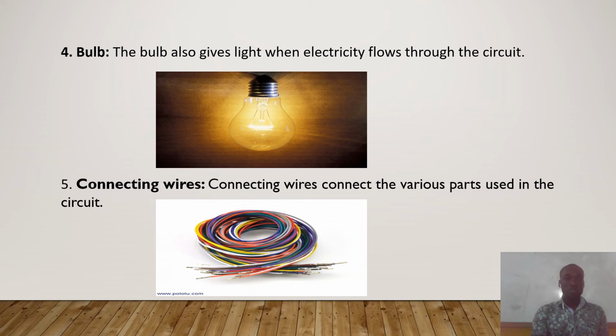Good. So today we've been able to identify the components that can be found in an electric circuit. We talked about the battery, the switch, the LED, or the light emitting diode, the bulb, and then the connecting wires. These are the components that can be found in an electric circuit.